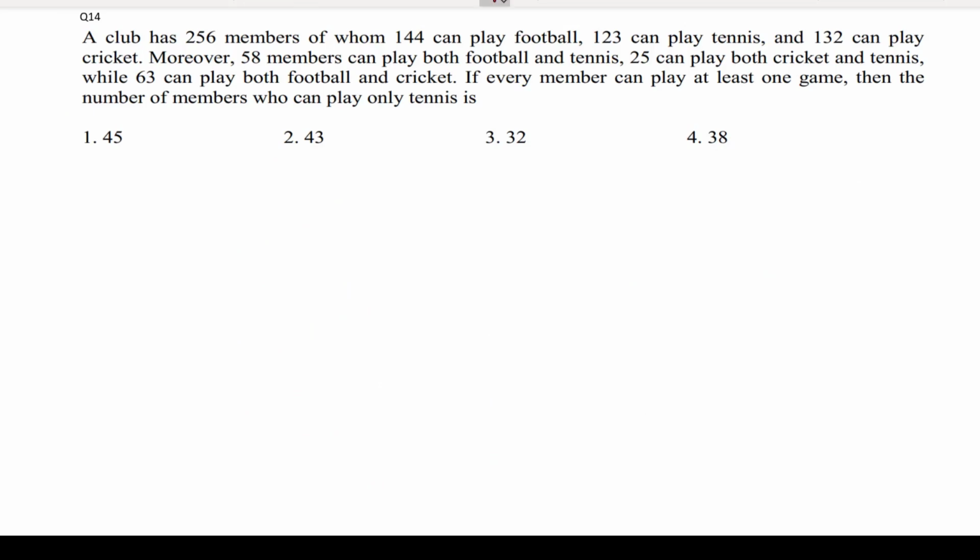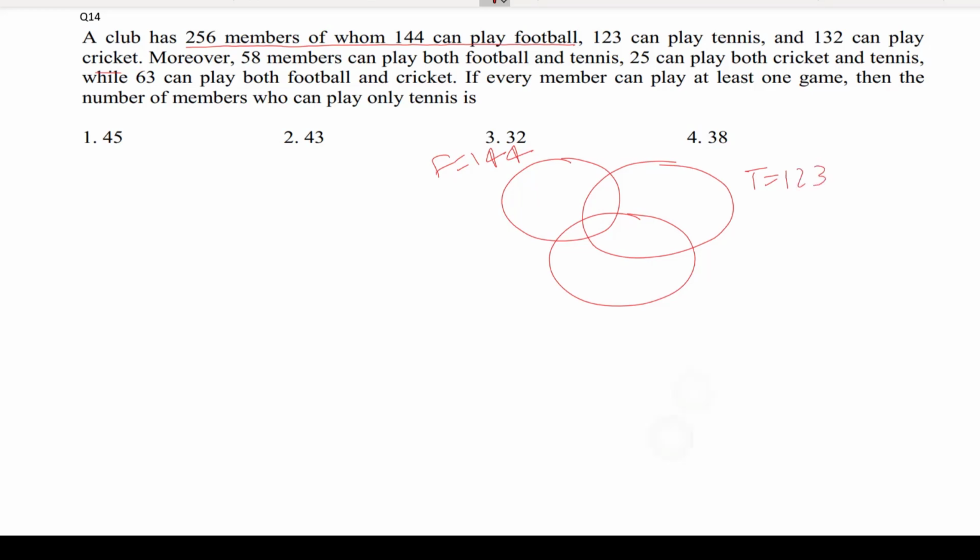Question number 14. A club has 256 members, of whom 144 can play football. So this is a question of set theory. Football, tennis and cricket. So 144 can play football and 123 can play tennis, whereas 132 can play cricket. Now 58 members can play football and tennis, 25 cricket and tennis, and 63 football and cricket. This is x.